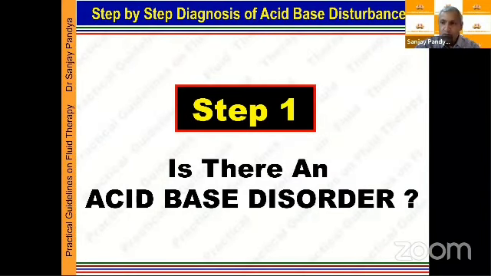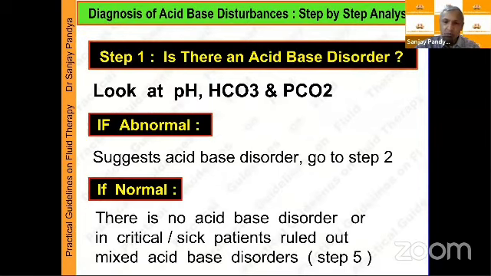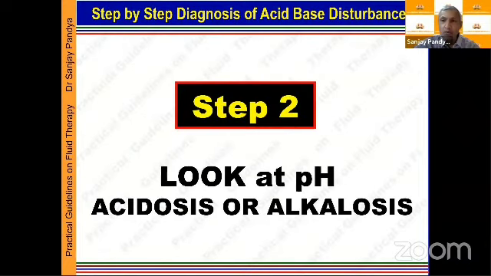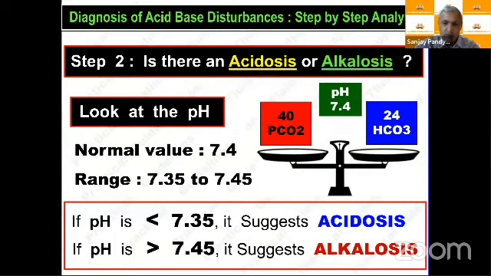Now, the first step is that we look at the ABG values and find out, is there any disorder? So look at the pH, bicarbonate, and PCO2. If they are abnormal, that means we have some acid-base disorder. If they are normal, by and large, there is no disorder, but there may be some exceptions sometimes. Now, if it is abnormal, first we need to find out from the pH whether the underlying problem is acidosis or alkalosis. The normal value is 7.4. If it is less than 7.35, it is acidosis. If it is greater than 7.45, it is alkalosis. It's very simple.